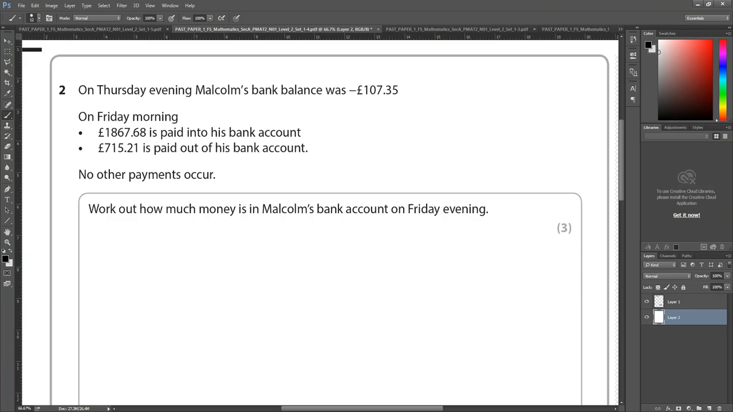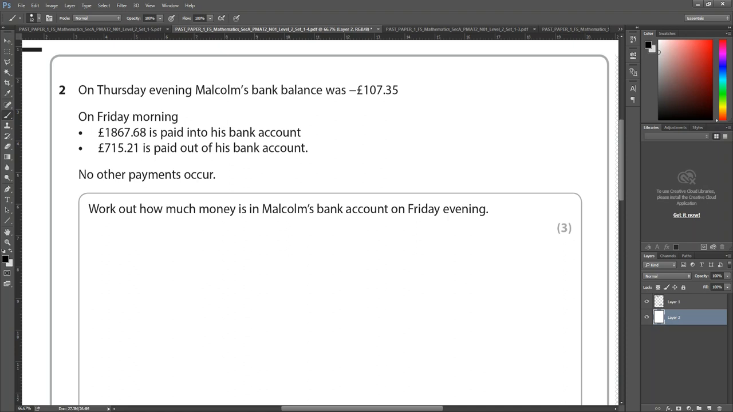Question 2. On Thursday evening, Malcolm's bank balance was -£107.35. On Friday morning, £1,867.68 is paid into his bank account. £715.21 is paid out of his bank account. No other payments occur. Work out how much money is in Malcolm's bank account on Friday evening, for 3 marks.